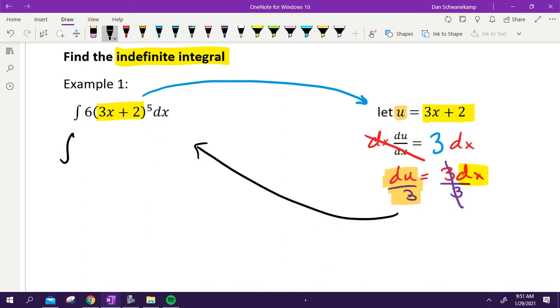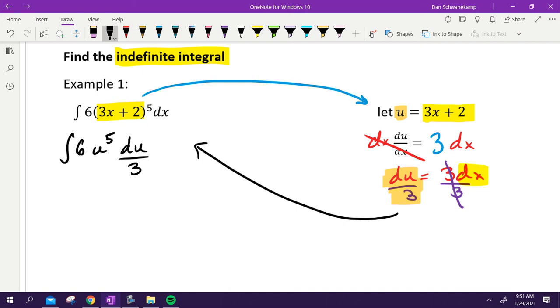Okay, so I'm going to rewrite my integral. It's the integral of 6 u. Because we are substituting in for 3x plus 2, we're going to sub in the letter u. U to the 5th power. And then for dx, we're going to be able to substitute in. What can I substitute in for dx? Du over 3. When I set this problem up, notice that there's no longer an x in the problem. It's just u's. Okay, and it looks kind of strange, but it's going to help us out.